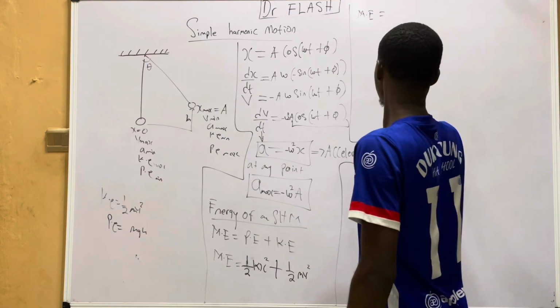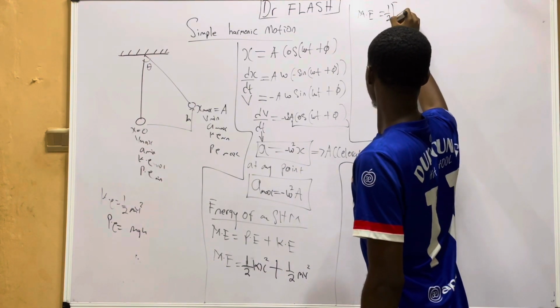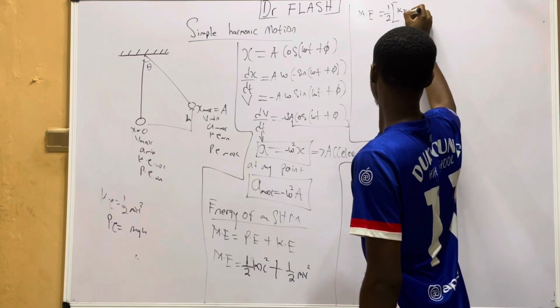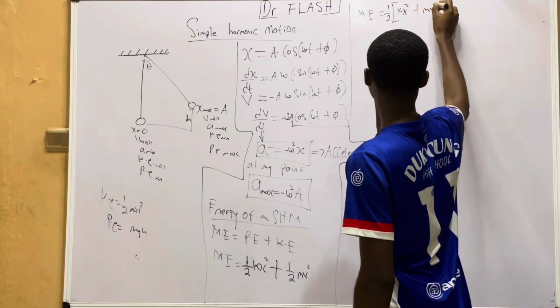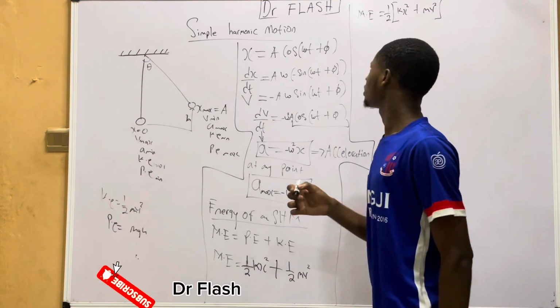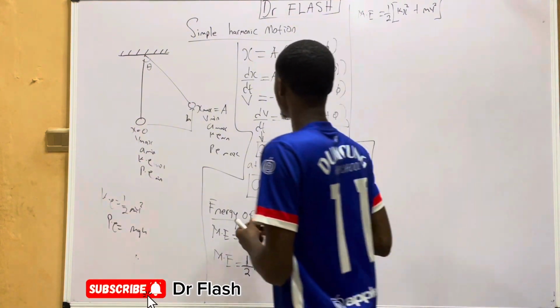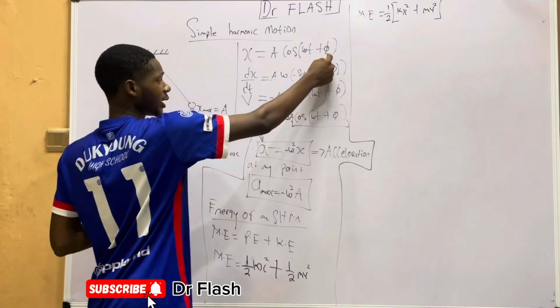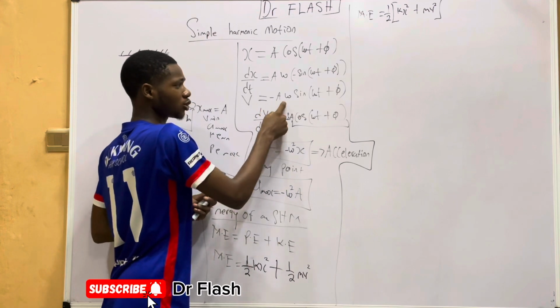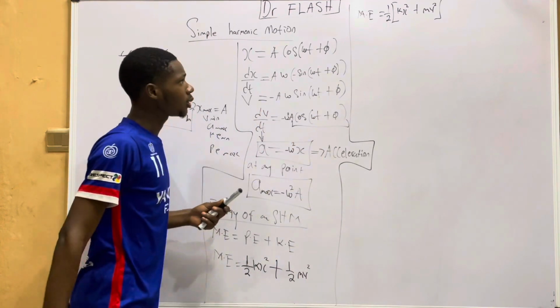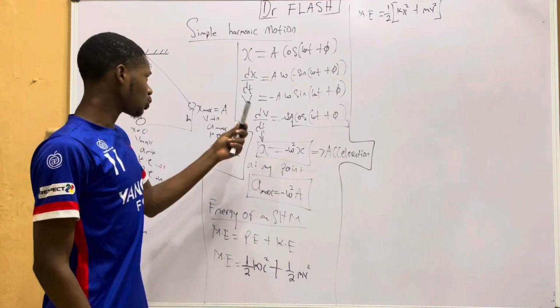We can factorize out to have 1 over 2 into brackets kx squared plus mv squared. Okay, that's what we're going to have. Now if you recall, x has been given in the first equation as A cos(ωt + φ), and v as well has been given as minus Aω sin(ωt + φ). But there's nothing to substitute here. Now we'll do that.